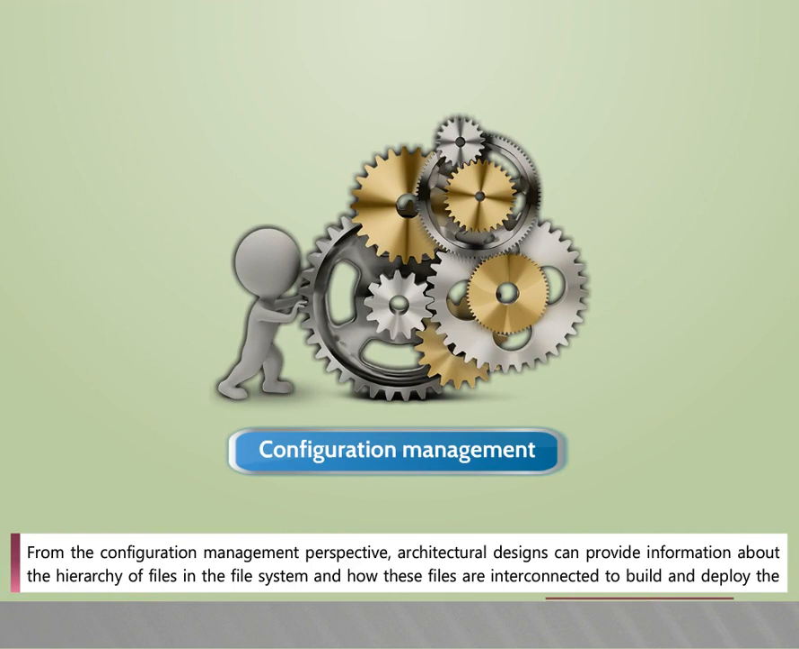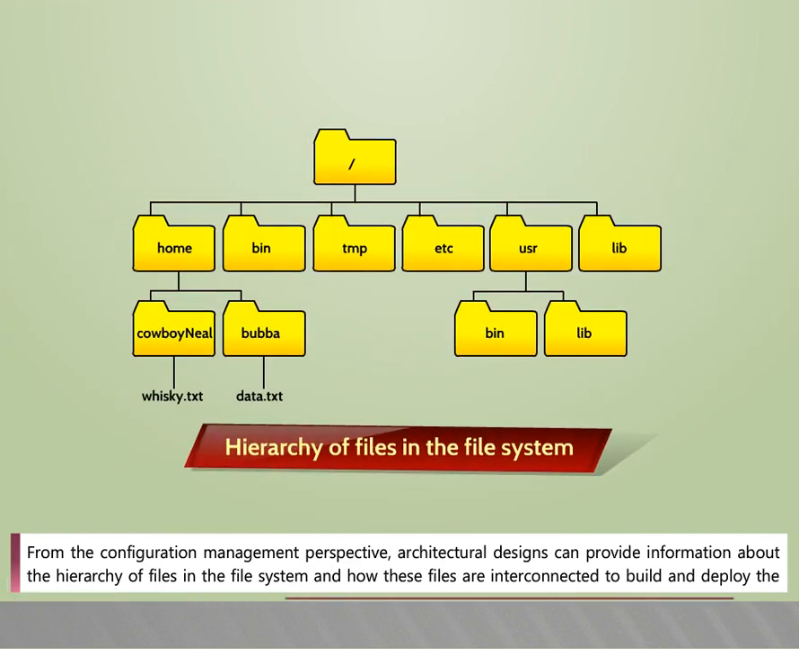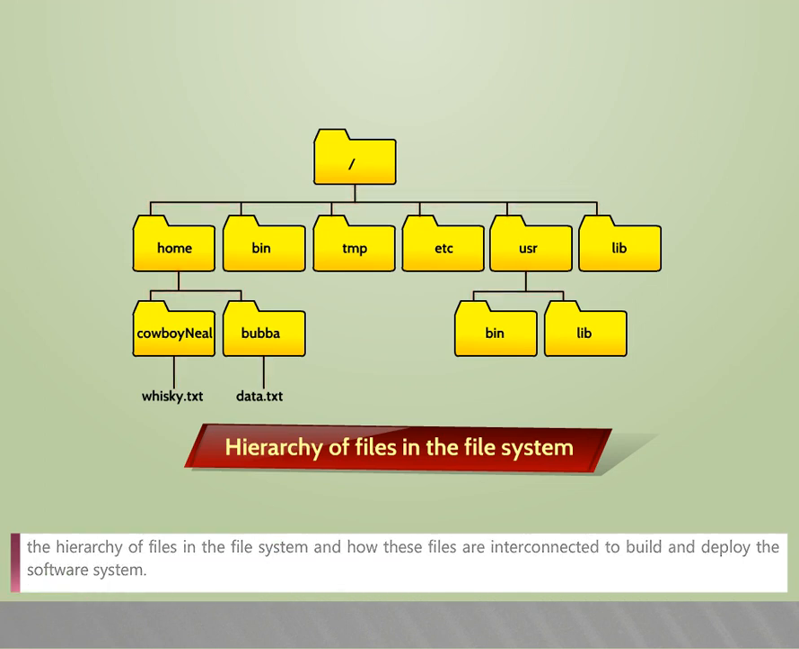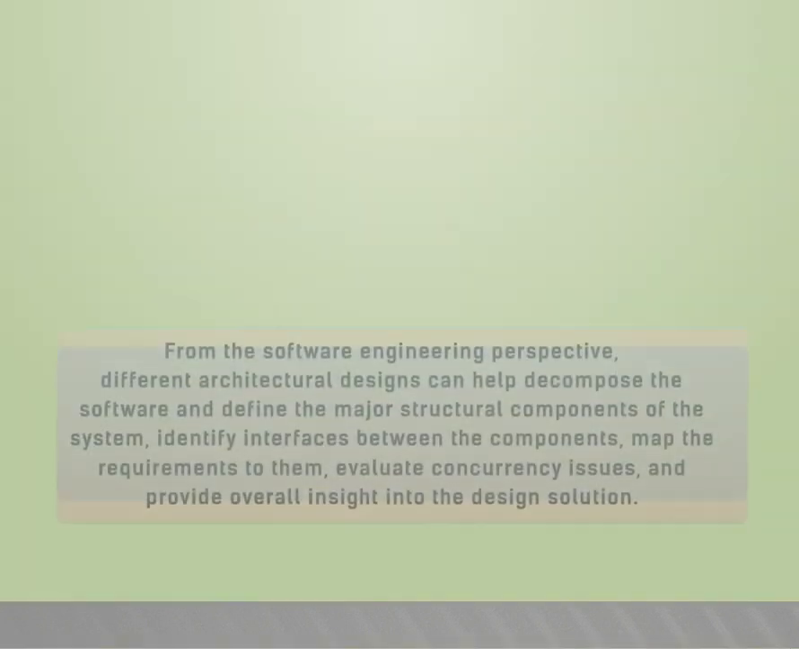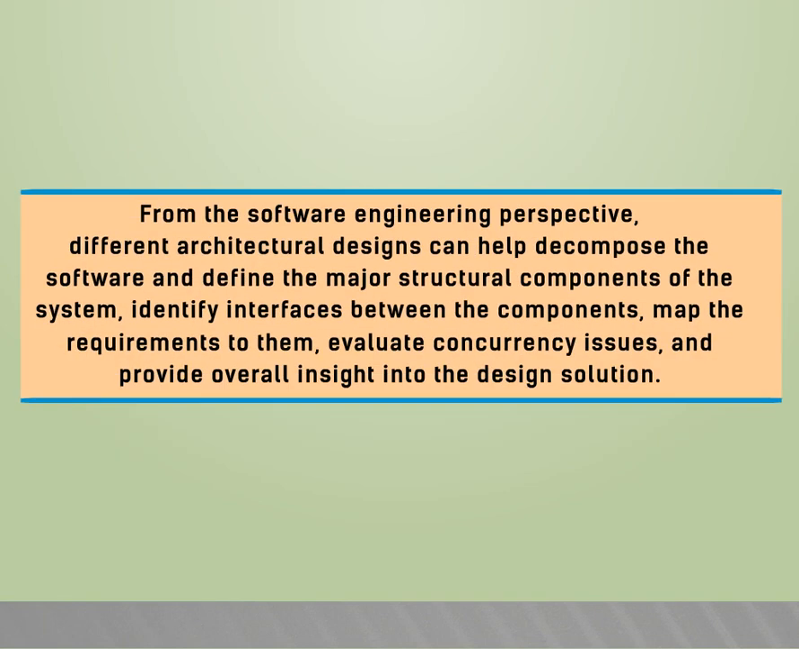From the configuration management perspective, architectural designs can provide information about the hierarchy of files in the file system and how these files are interconnected to build and deploy the software system. From the software engineering perspective, different architectural designs can help decompose the software and define the major structural components of the system, identify interfaces between the components, map the requirements to them, evaluate concurrency issues, and provide overall insight into the design solution.